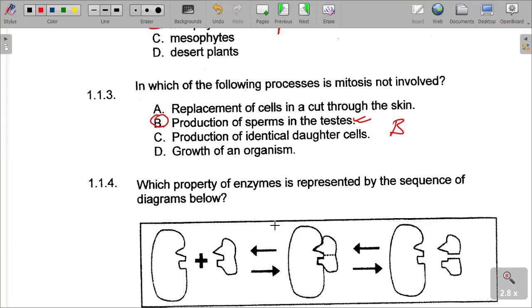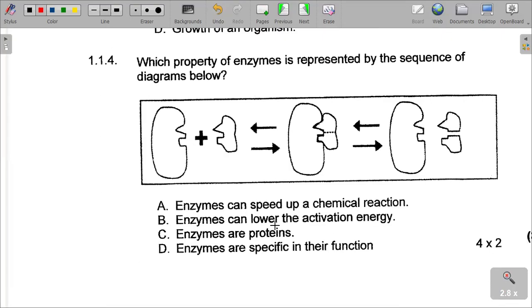Which property of enzymes is represented by the sequence of diagrams below? We are saying, what is it that is showing: enzymes can speed up a chemical reaction, enzymes can lower the activation energy, enzymes are proteins, and enzymes are specific in their function. So enzymes can speed up a chemical reaction, which answer is that? It is A.